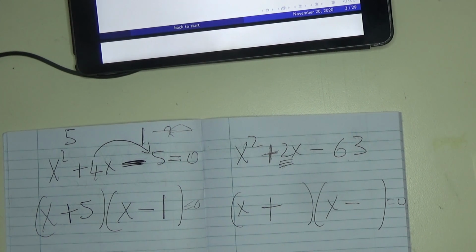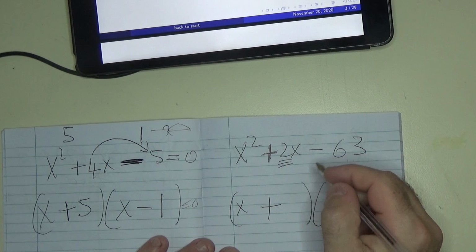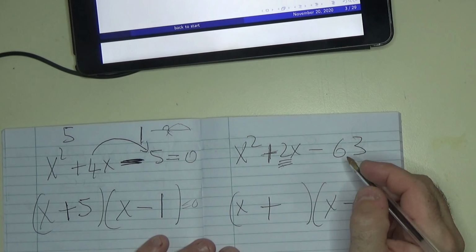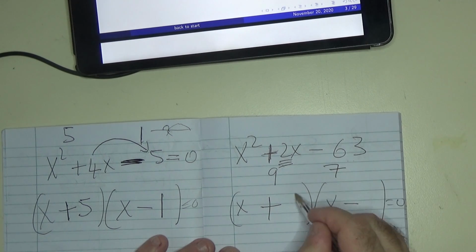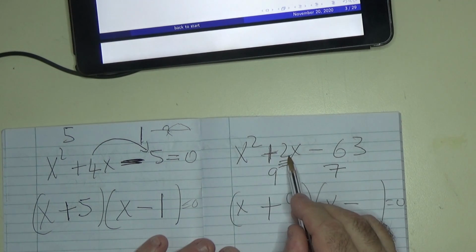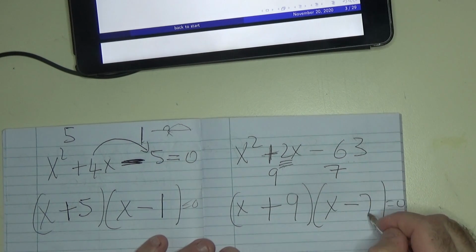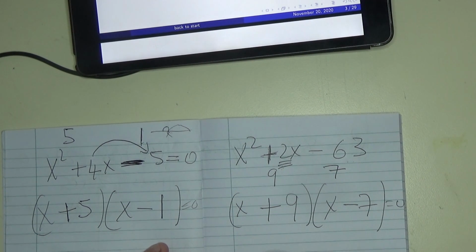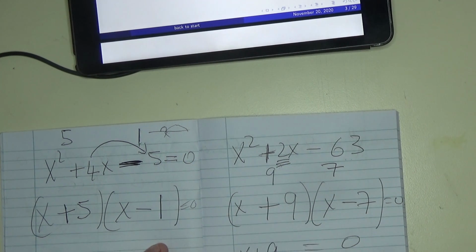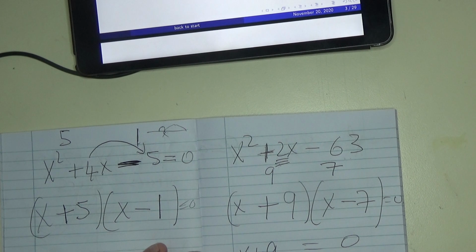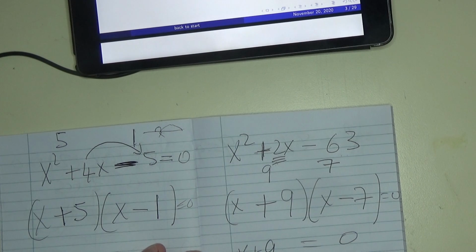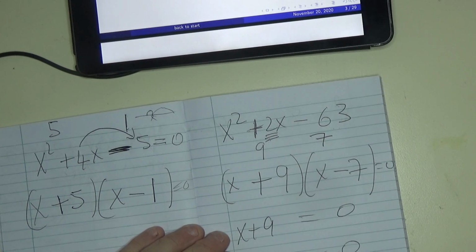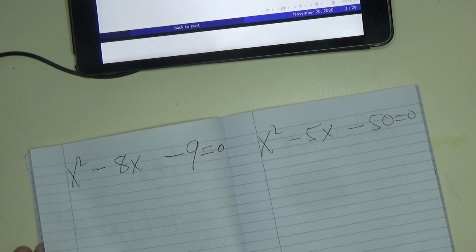And so you're 2 apart, and the numbers are 7 and 9, 9 and 7. The big one goes here in the plus because it's plus here, and the small one goes here. Okay, x plus 9 equals 0, x minus 7 equals 0, x equals minus 9 or 7. Just wrote it a slightly different way there. It shouldn't have set you too much. Okay, there are the two answers.